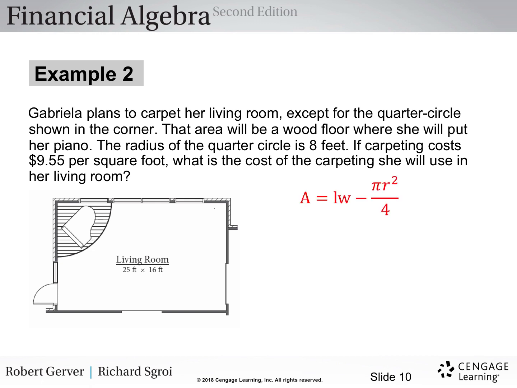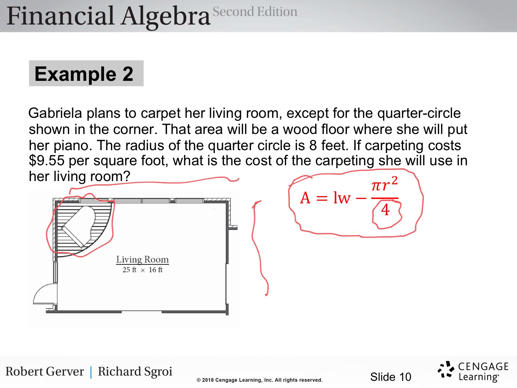So let's look at the formula for the area. The area that she will need is simply length times width, okay? That's this dimension times this dimension minus this 1/4 circle over here, so that's minus pi r squared over 4. So pi r squared would be the area of a circle, but this is a 1/4 circle. That's the reason we have the 4 here. So the area she's looking for is length times width minus pi r squared over 4.